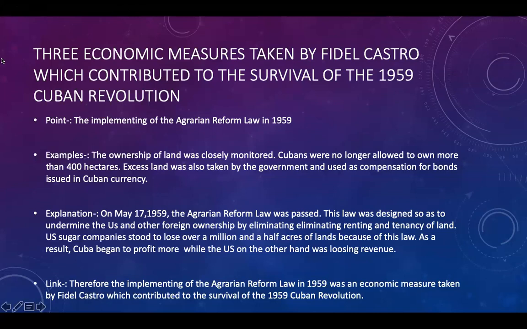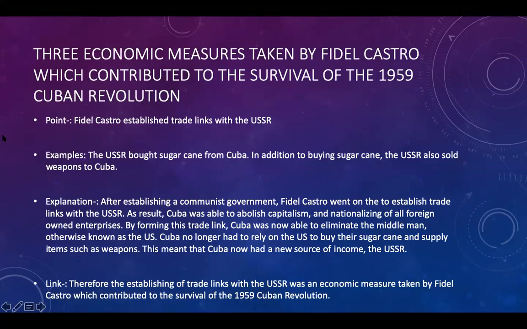All right, let us see the next one. Another economic point was Fidel Castro establishing trading links with USSR. The example for this is the USSR bought sugarcane from Cuba. In addition to buying sugarcane, USSR also sold weapons to Cuba. The explanation, after establishing a communist government, Fidel Castro went on to establish trade links with the USSR. As a result, Cuba was able to abolish capitalism and nationalize all foreign-owned enterprises.